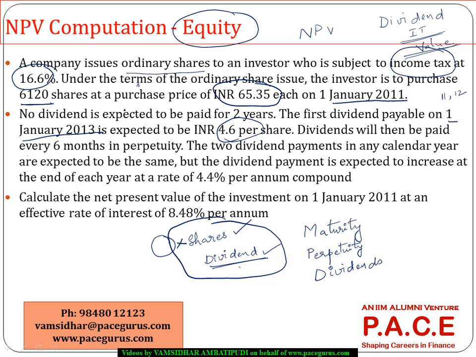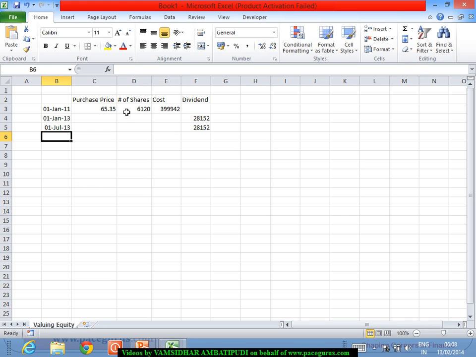The two dividend payments in any calendar year are expected to be the same, but the dividend payment is expected to increase at the end of each year at the rate of 4.4% per annum compounded. So for 1st Jan 2014, the dividend is going to increase by 4.4%. I multiply by 1.044, so the dividend is going to be 29,390, the same for 1st Jan as well as 1st July. Like that it is going to go. Again on 1st Jan 2015 there is an increase by 1.044, and the same way it continues.